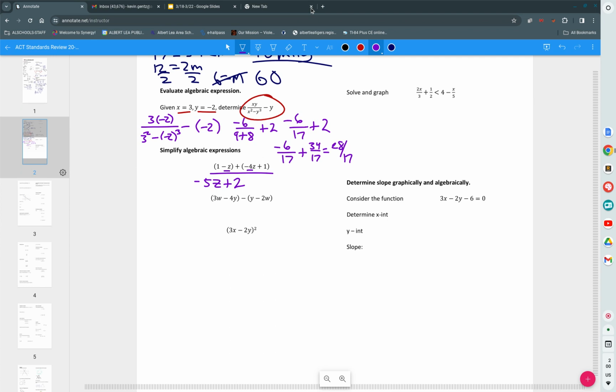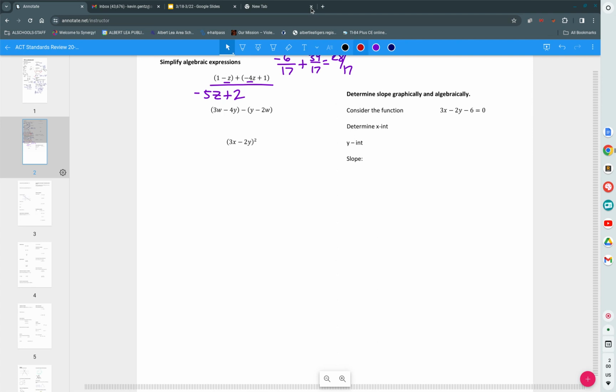What do I do if I'm doing subtraction and not addition? Distribute the negative sign. Distribute the subtraction sign through. Very good. I have 3w minus 4y. And as I distribute that subtraction sign, I get a minus y and a plus 2w. 3w and 2w make 5w. And negative 4y and negative y make negative 5y.